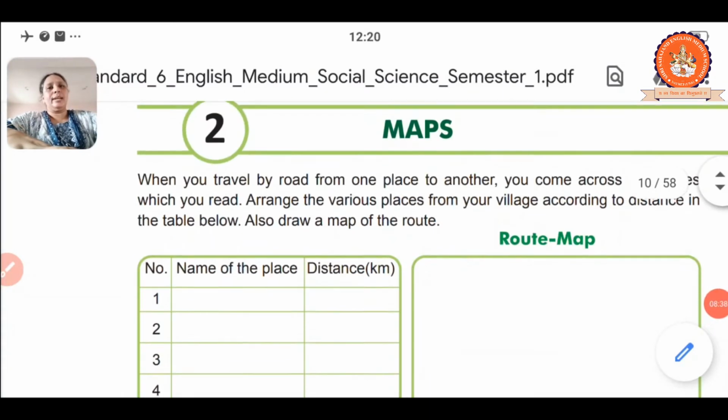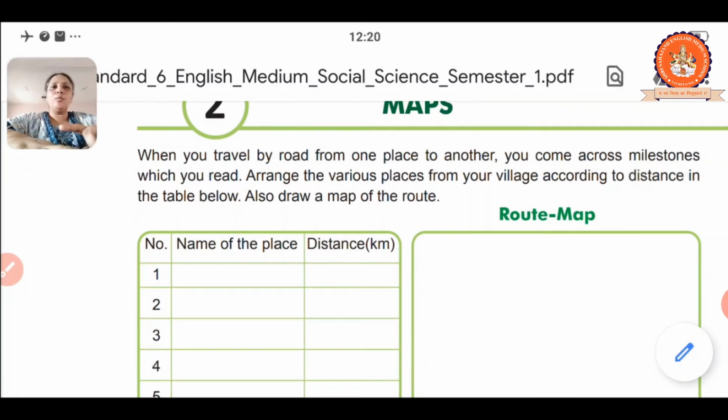When you are traveling by road from one place to another, you come across milestones which you read. Arrange the various places from your village according to distance in the table, and also draw the map of the route. Okay, beta, whenever you are crossing the road, going from your town to another place, you will see some stones on the road with writing like Una 5 kilometer, Diu 15 kilometer. You will cross the road. It is a milestone.